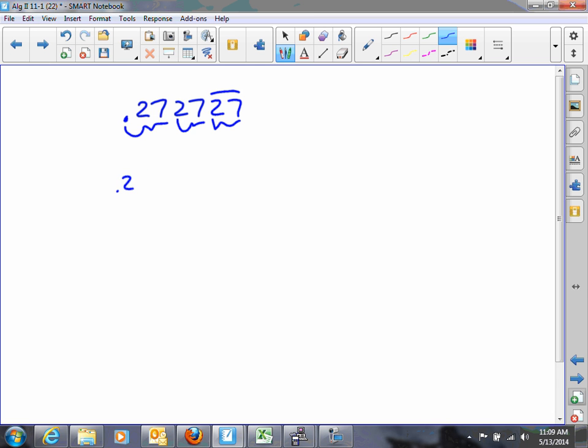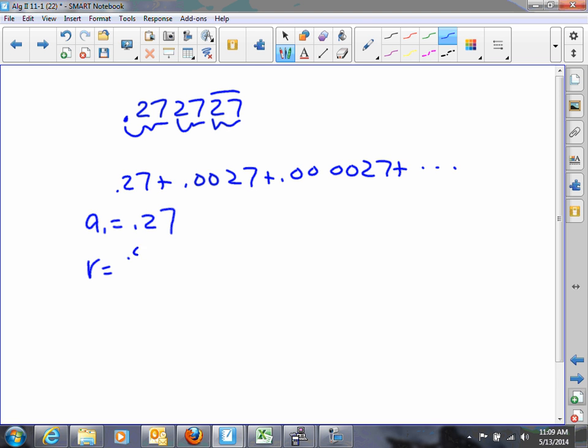This is kind of like 0.27 plus 0.0027 plus 0.000027 plus et cetera. And if you look at this, the first term, a sub 1, is 0.27, and r would be, for example, 0.0027 over 0.27. If we move the decimal over 4 places here and 4 places here, we get 27 over 2700, which is 1 over 100 or 0.01. So the common ratio would be 0.01.